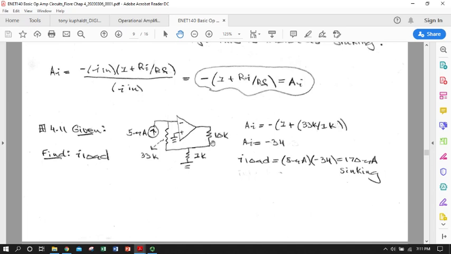So the current flowing out of the op amp is negative 34 times whatever current is flowing out of this current source as our input. So it would just be 5 microamps times negative 34, which is equal to 170 microamps sinking, so flowing back into the op amp.